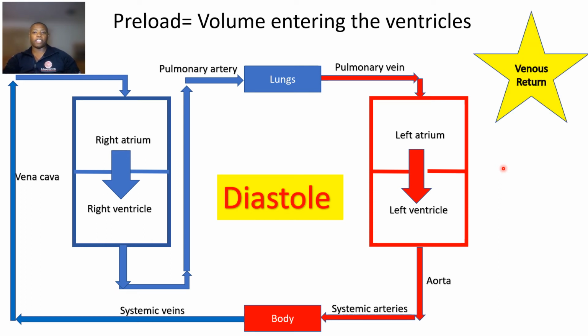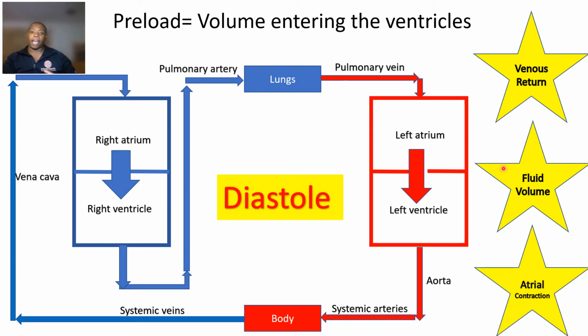So things that can affect your preload is venous return. If you don't have enough blood returning back to the right side of the heart, you're not going to have enough blood to fill those ventricles. If you don't have enough blood in your system, for example, hypovolemic shock, you're not going to have enough blood to fill those ventricles, and so you're going to have a decreased preload. The other thing to think about is the contractility of the atrium. If the atrium is barely contracting, you're not going to be able to push blood into the ventricles. Therefore, it will affect your preload.